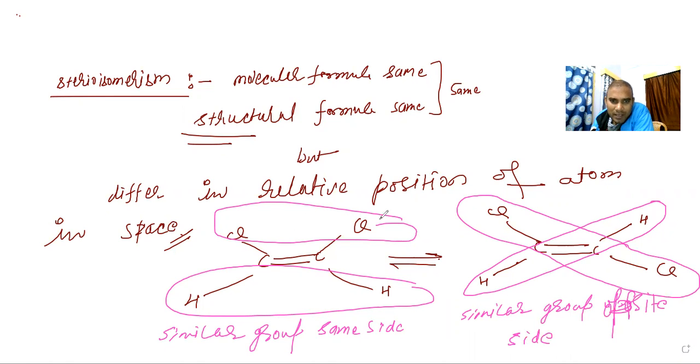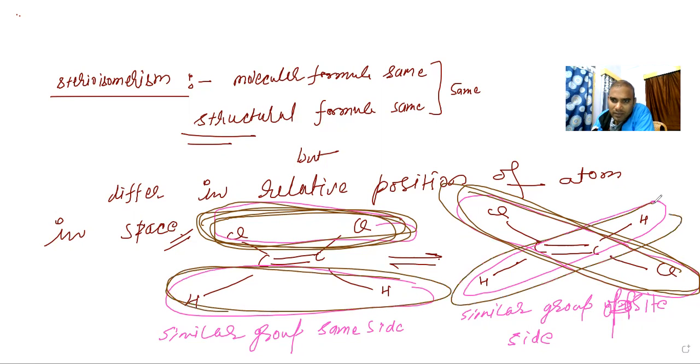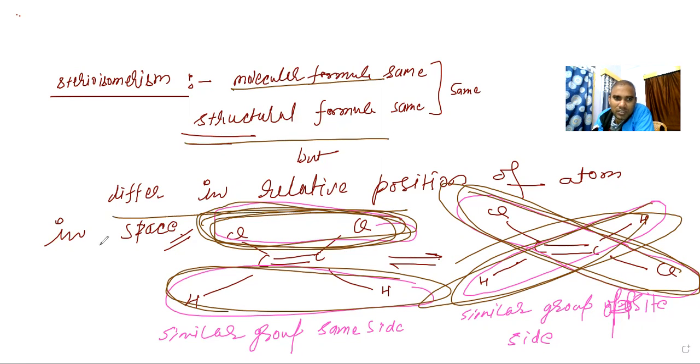So what is the difference, dear student? Kindly keep in mind: similar atom is up, and the similar atom is at 180 degrees. Here hydrogen is down, and the other hydrogen is at 180 degrees. So the molecular formula is the same, the structural formula is the same, but they differ in the relative position of atoms in space. This is all about stereoisomerism.